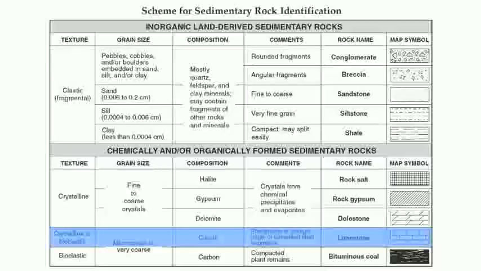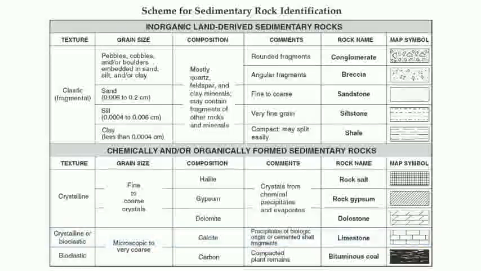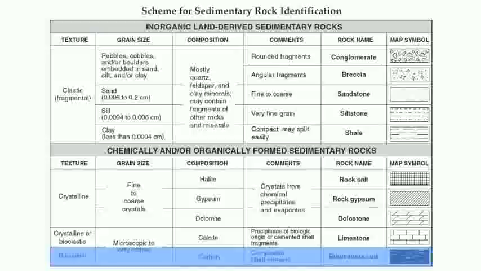Now, limestone is kind of a unique rock because it can either be made through the precipitation of water or it can be made through cemented shell fragments, which leads me to our next category of bioclastic rocks. Limestone and bituminous coal are going to be the 2 rocks that are made from either the dead plant remains or the dead animal remains. So again, a very, very easy chart to read. Really look at the comment section because that'll give you a lot of information.